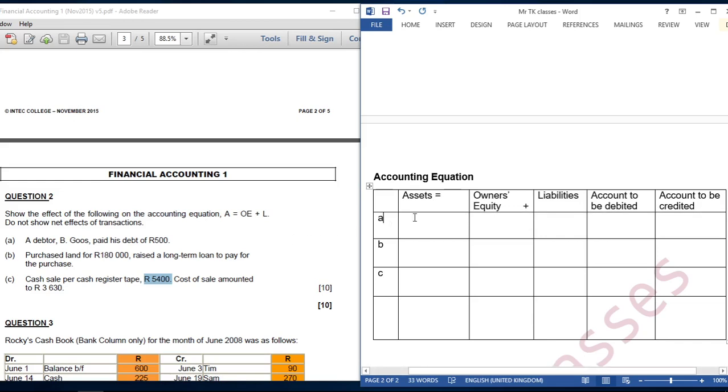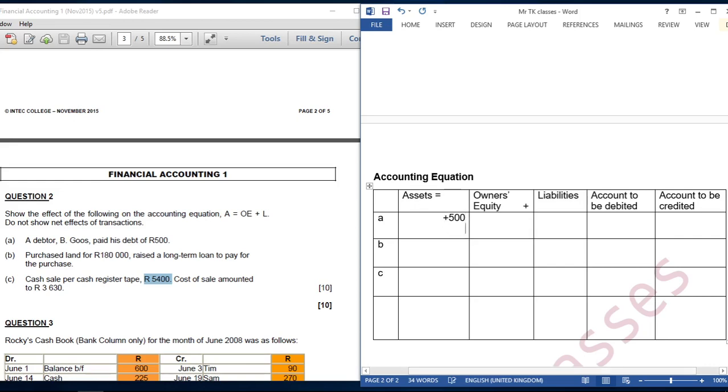So in the question they requested us to do assets is equal to owner's equity plus liability. These are the two columns I have just added for more understanding. Alright, so we go to A. A debtor, Picus, paid his debt of 500. So if we have a debtor, it means that as a company we have someone who owes us, right? So if that person pays, it means that the bank account is going to increase with 500, and the bank falls under assets. So our assets are going to increase with 500.